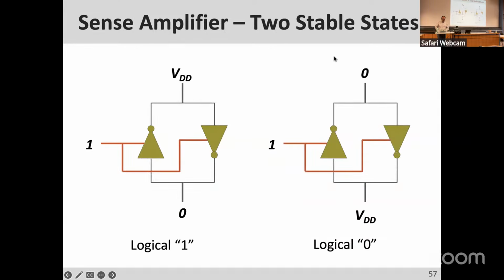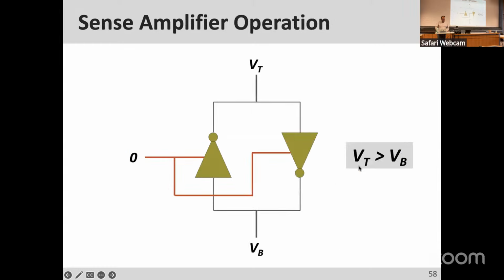There are two stable states in the sense amplifier, logical 1 and logical 0. When you enable the sense amplifier, depending on the status of this wire, which is considered the bitline, if it is a bit higher than VDD over 2, a bit more than half VDD, this structure is going to converge to VDD and 0. That's what your sense amplifier does for you. If the bitline is lower than half VDD, then you are going to converge to 0 and VDD. That's the operation of the sense amplifier.